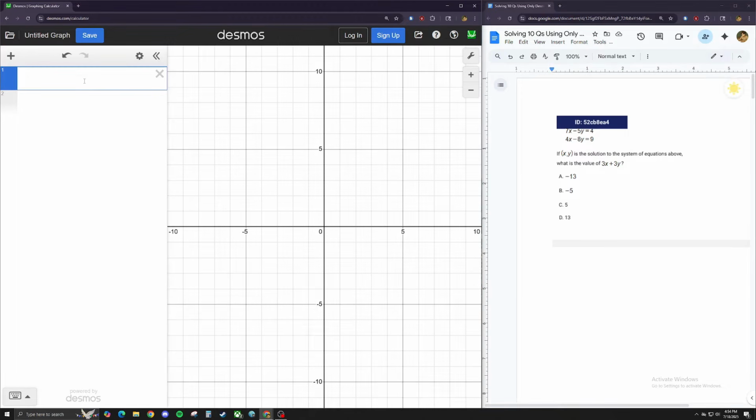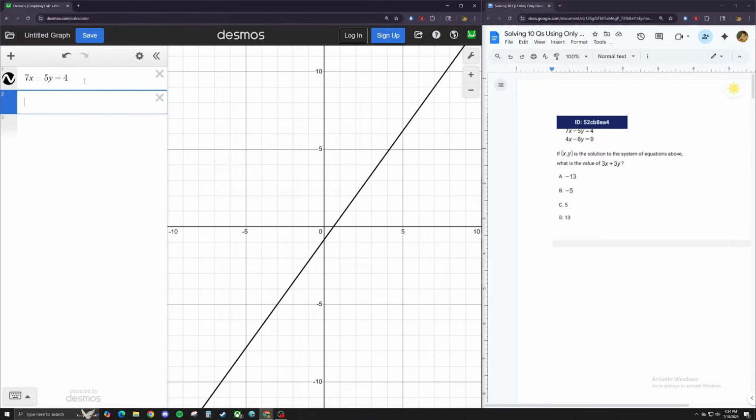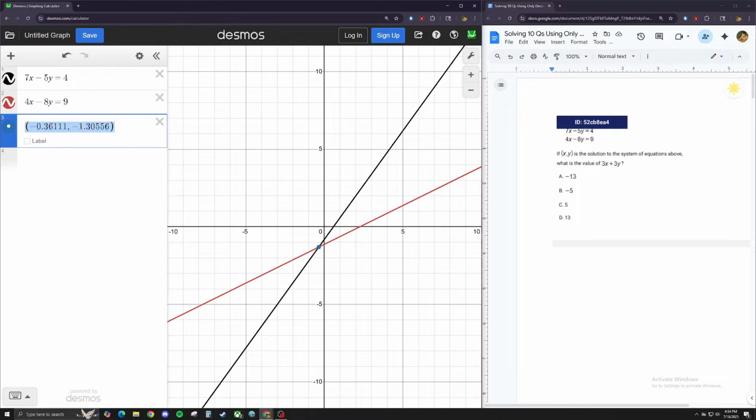So to solve any system of equations, you can just plot these into Desmos and find the point of intersection. So here we have 7x minus 5y equals 4, and then 4x minus 8y is equal to 9. So right here, this point of intersection is the solution. So this is our x, and this is our y.